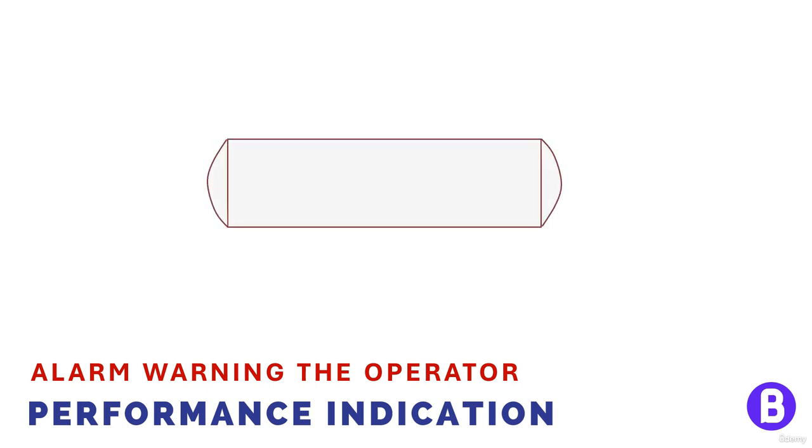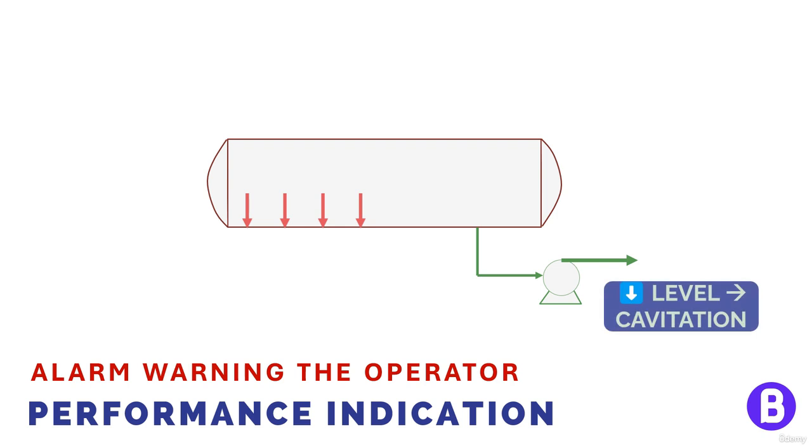The pump draws liquid from the vessel. Now, what if the fluid level keeps on falling quickly? If the liquid level falls to a certain value, the pump would be subject to cavitation. That's why we are adding shutdown action to stop the pump when the level reaches low liquid level.